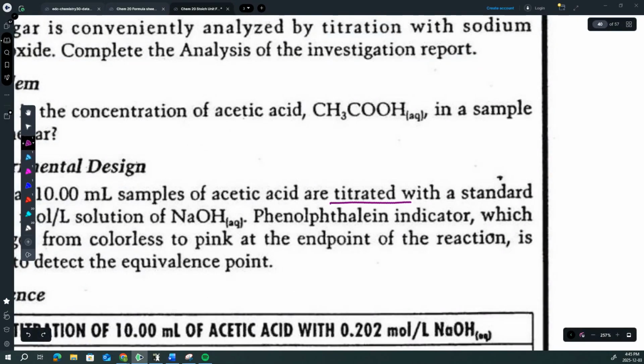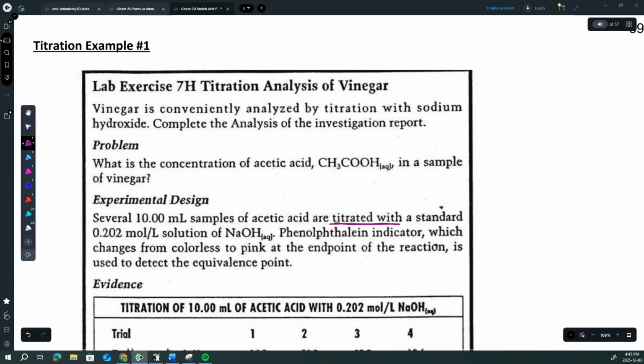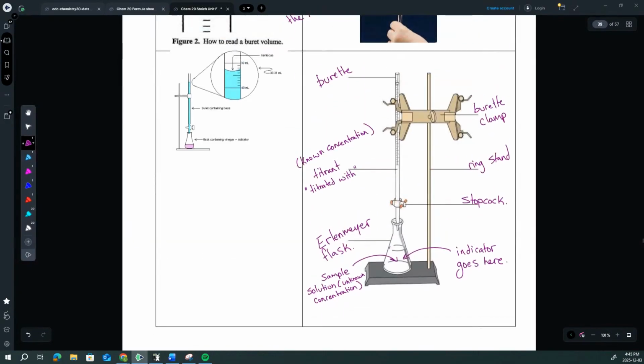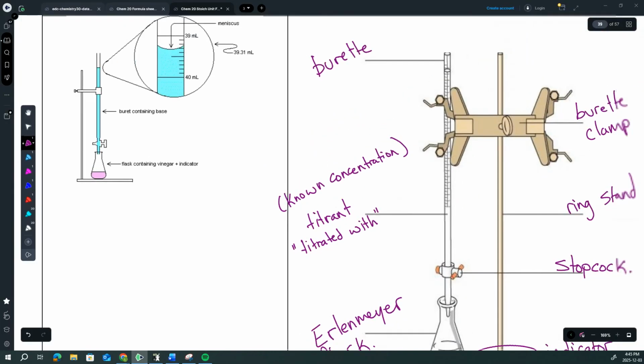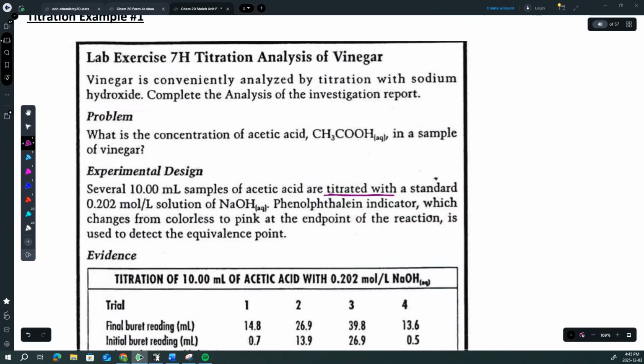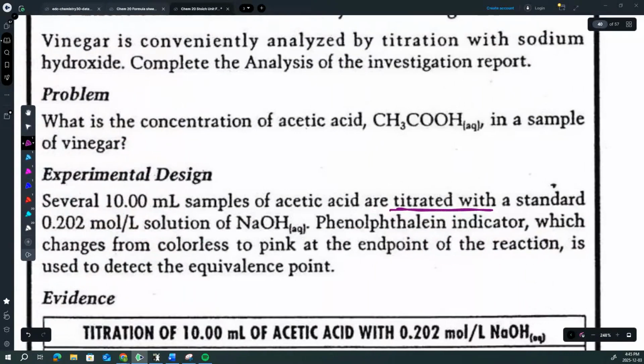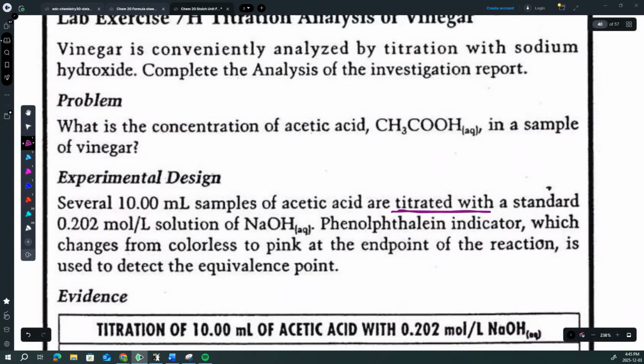So this is the key words that I was mentioning here, that when you see the words titrated with, that's going to be referring to your titrant. So that's what I was trying to say right here. The words titrated with, those are your key words to say, like, whatever comes after that is going to be your titrant. So it's titrated with a solution of sodium hydroxide. So this right here is going to be your titrant.